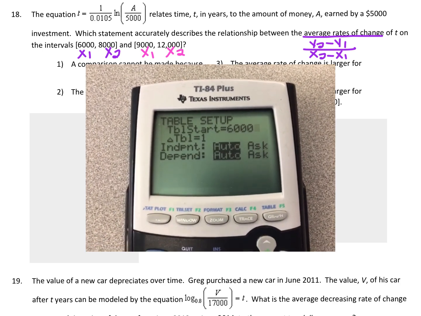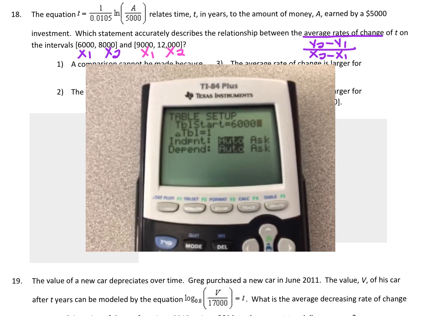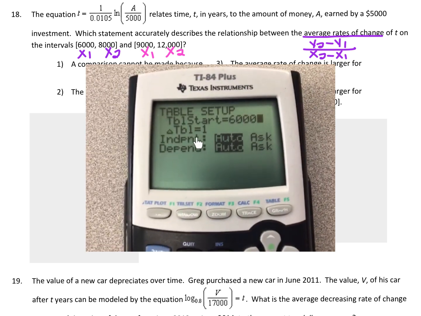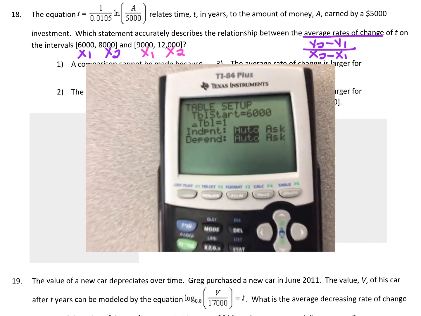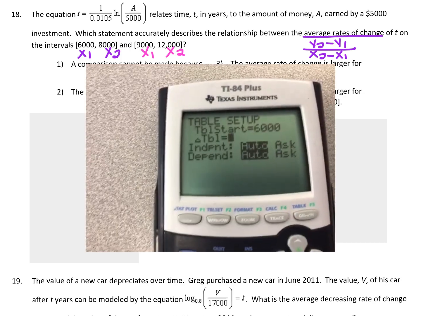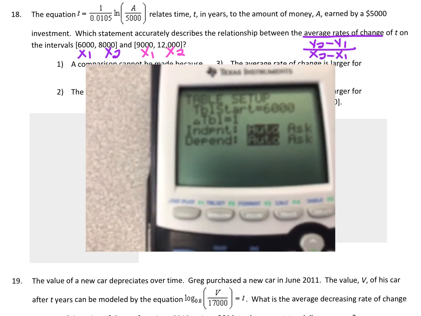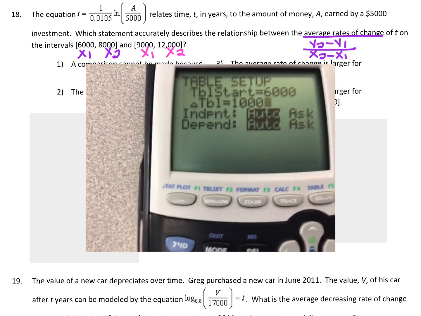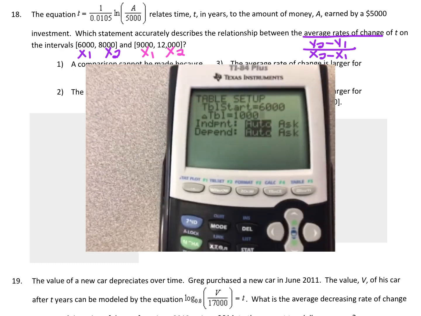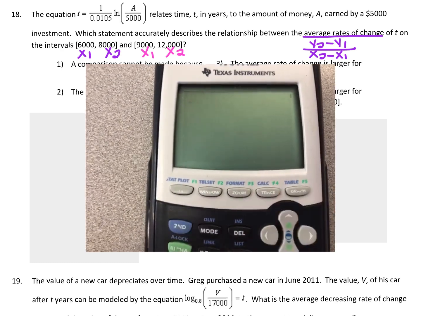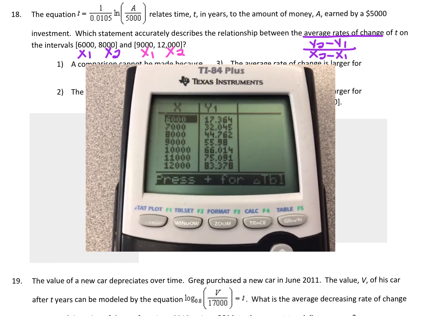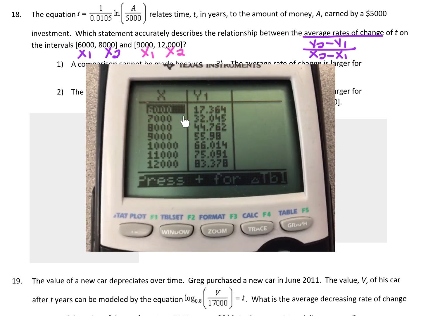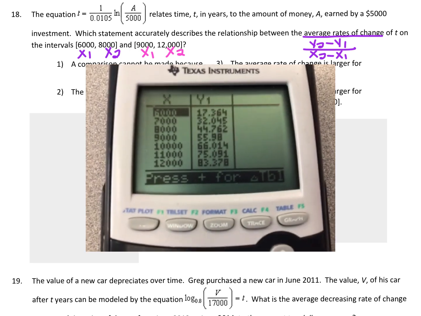Okay, and then when I go to my, you know what I'm going to do actually? See how it says change in table is 1? Why don't I jump by thousands? That way it'll be super easy to scroll. So my table start is 6,000, and this just means change in table. I'm going to jump by thousands. That way when I go to my table of values, so now I'm going to hit second graph, I'm going to get to the numbers I need. So you could see when x is 6,000, this is my y value that corresponds.